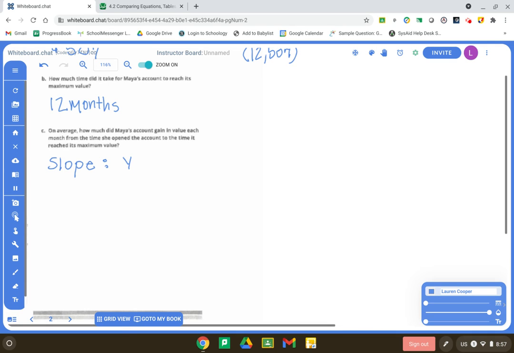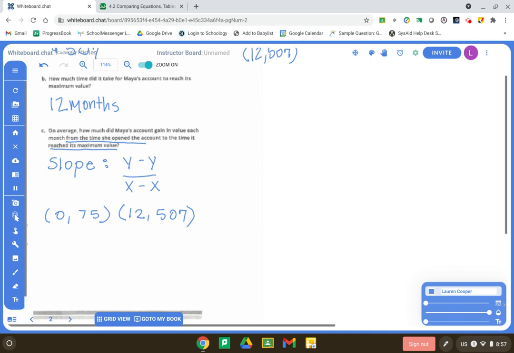So remember, the slope formula is y minus y over x minus x. So they want to know from the time she opened the account. So that would be 0, 75. That's our initial value. To the time it reached its maximum. So that would be 12, 507. And what we're going to do is we're going to plug our y in for y and our x in for x and find the slope.